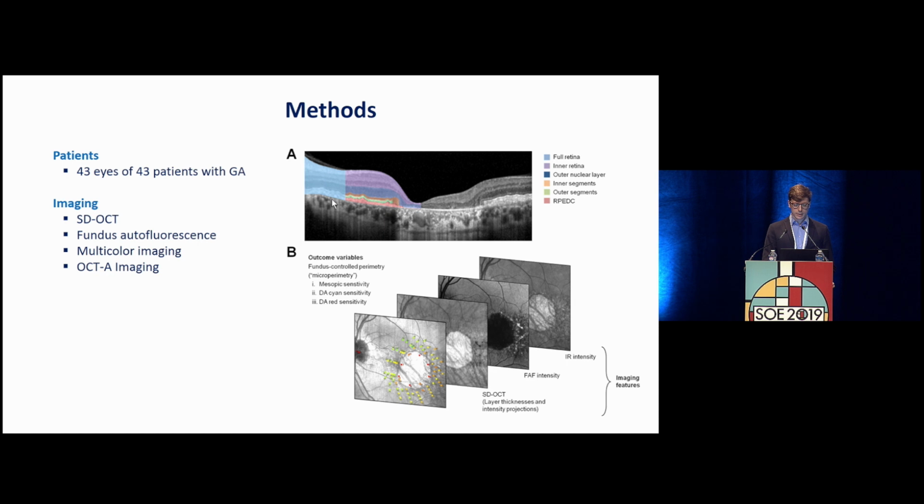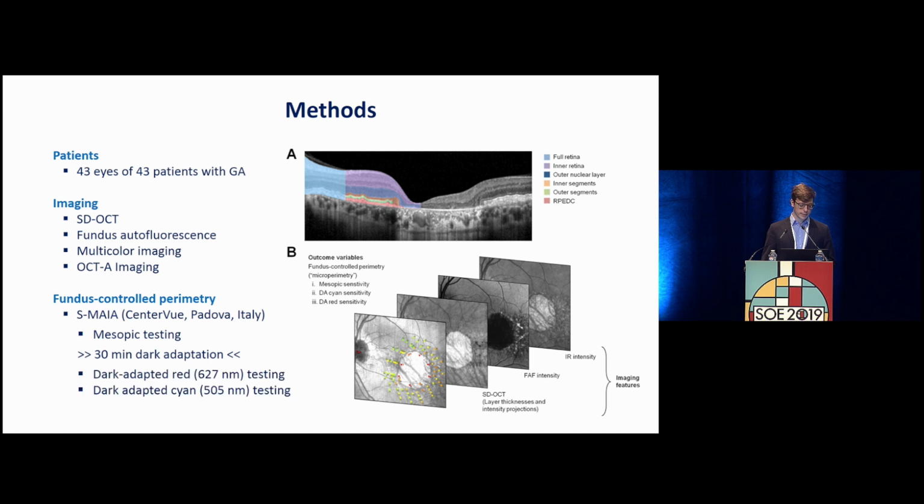The SD-OCT data was segmented in a semi-automatic fashion for these retinal layers, 7 layers in total. And then we did fundus-controlled perimetry, and we did not only do mesopic testing, which tests mostly cone function, but we also dark-adapted the patients for 30 minutes and then did dark-adapted red testing and dark-adapted cyan testing to get 2-color dark-adapted perimetry to separate out rod function in these patients too.